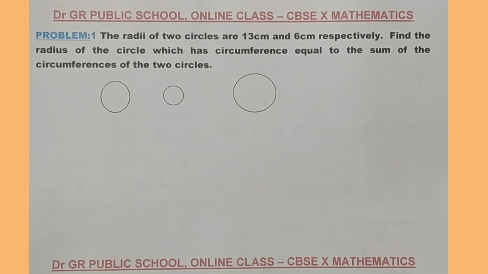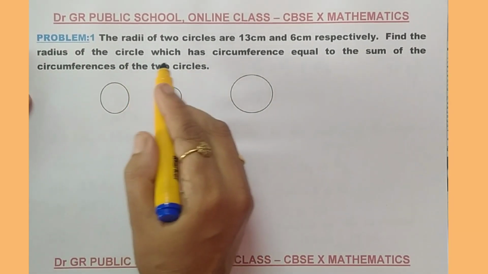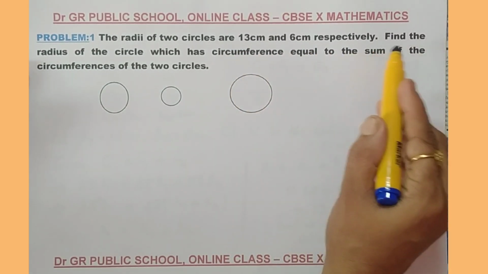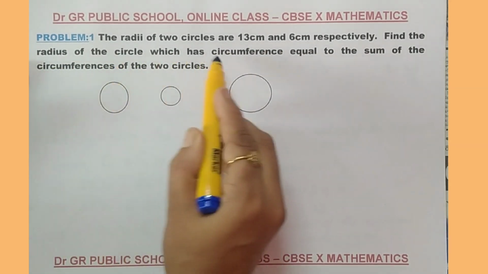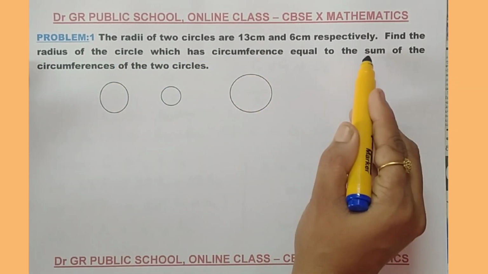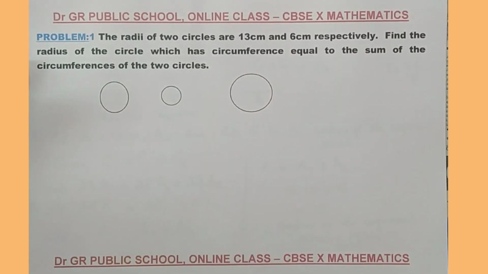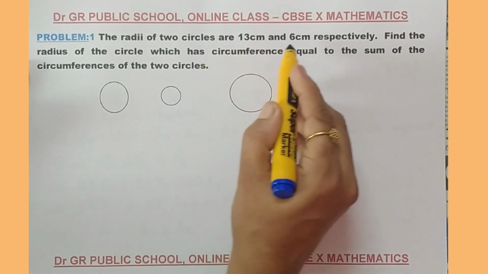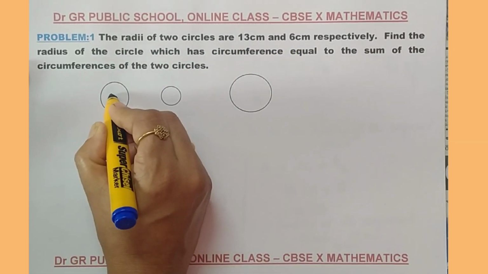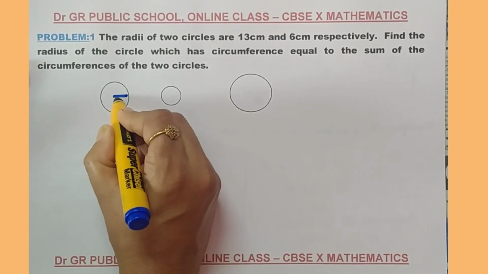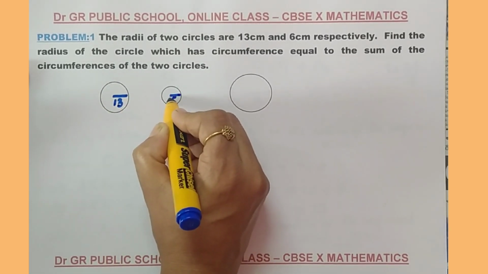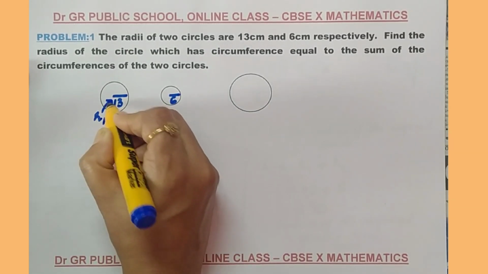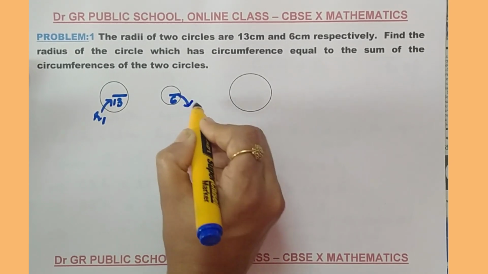So come to this question. The radii of two circles are 13 centimeter and 6 centimeter respectively. Find the radius of the circle which has circumference equal to the sum of the circumferences of the two circles. This is the question given for you. I am going to take the radius of the first circle as 13 and the radius of the second circle as 6. Let us mark the radius of the first circle as R1 and the radius of the second circle as R2.